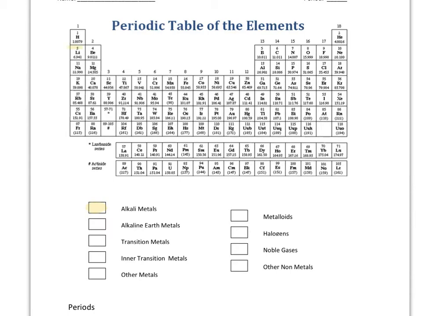So this is group 1: lithium, sodium, potassium, rubidium, cesium, and francium. Group 1. Next are the alkaline earth metals, group 2: beryllium, magnesium, calcium, strontium, barium, and radium.